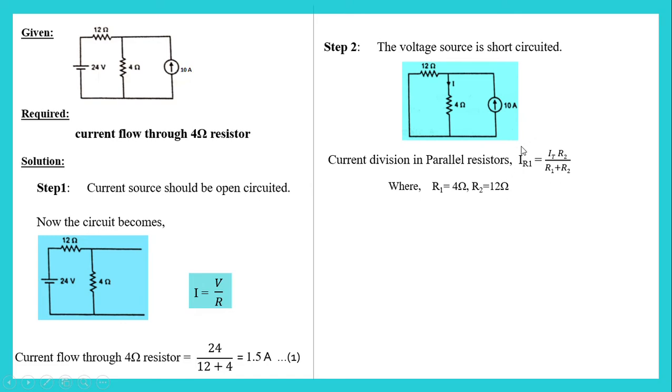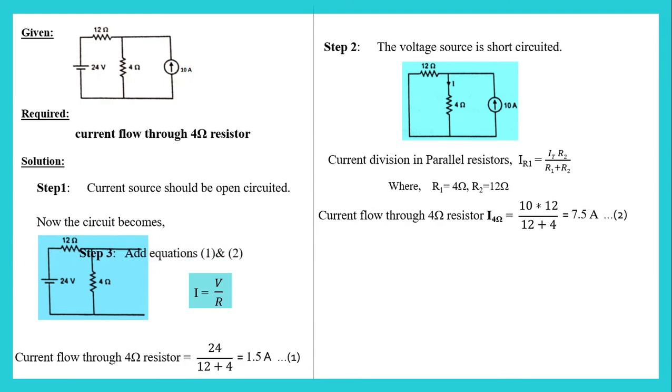Now apply the values in this formula, that is the current flow through 4 ohm resistor is equal to, the value of total current is 10 amps. The value of resistor R2 is 12 ohm. 12 ohm is the resistor connected in parallel with the 4 ohm resistor. 12 divided by 12 plus 4. The value is 7.5 amps. Consider this as equation number 2 and the previous one as number 1, that is 1.5 amps. In step 3, we need to add equations 1 and 2.